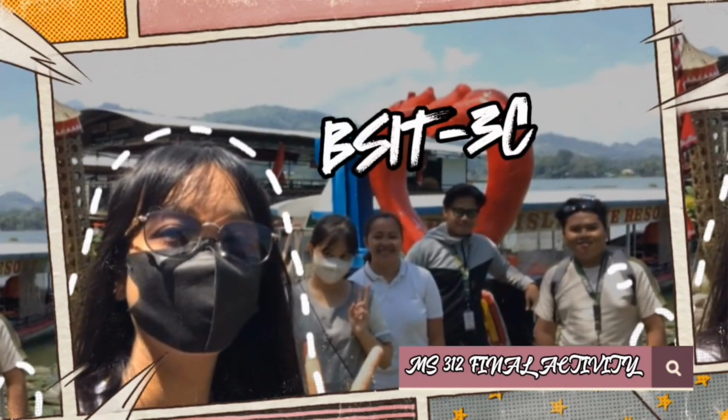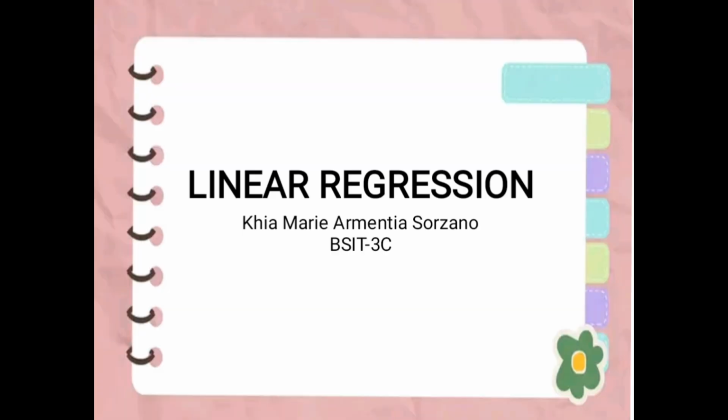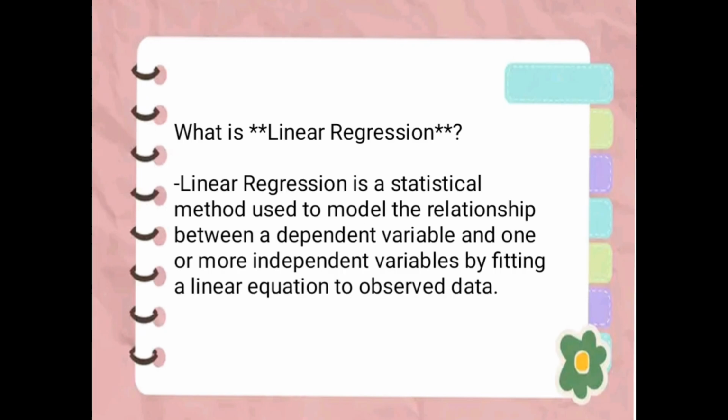And today, we will present the types of regression. First, linear regression. So what is linear regression? Linear regression is a statistical method used to model the relationship between a dependent variable and one or more independent variables by fitting a linear equation to observed data. The main goal is to predict the dependent variable based on the independent variable.